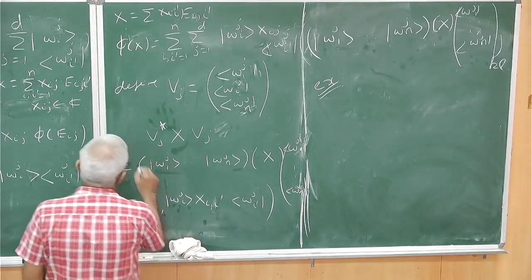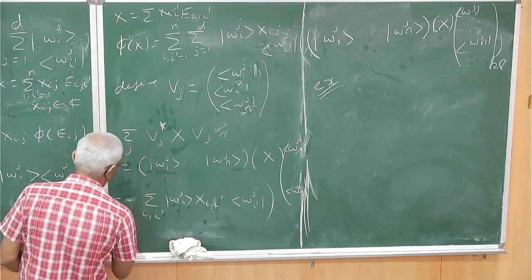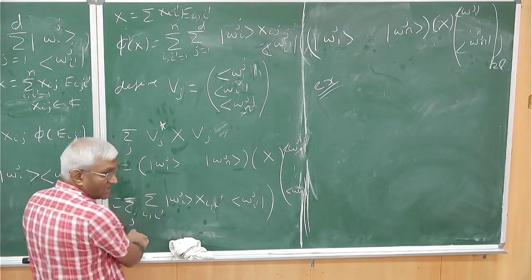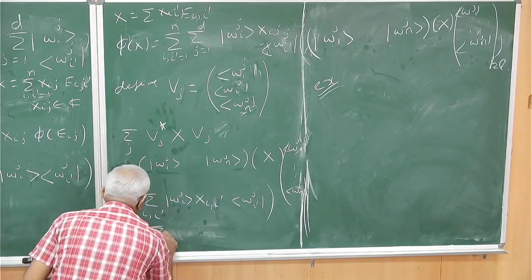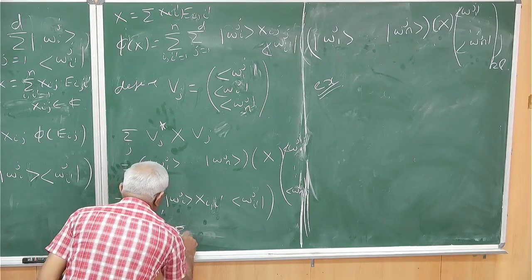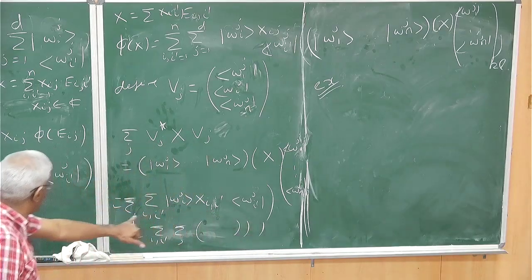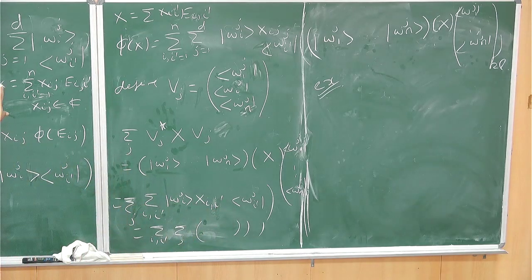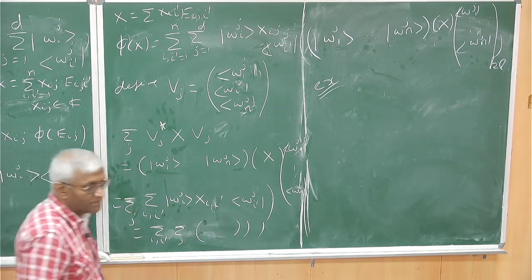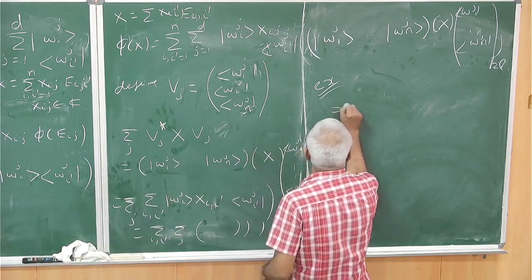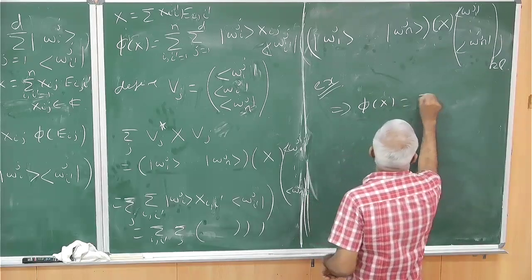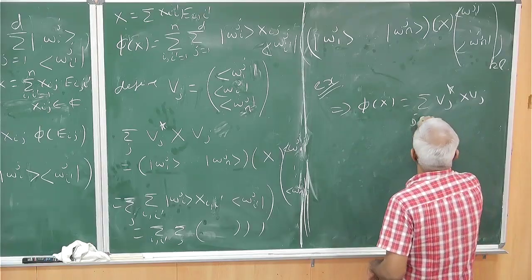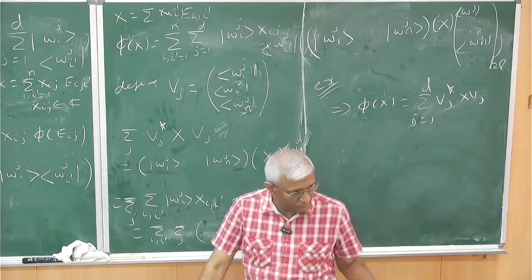Now you can sum over j. Then you can interchange the sums, which is the summation over i prime, and summation over j of the same thing. And we have proved that, if we take the xij out, this is precisely phi of eij. We have proved that on this board. So this implies that clearly phi of x equals the summation over j of Vj star x Vj, j equal to 1 up to d. I think it's clear.